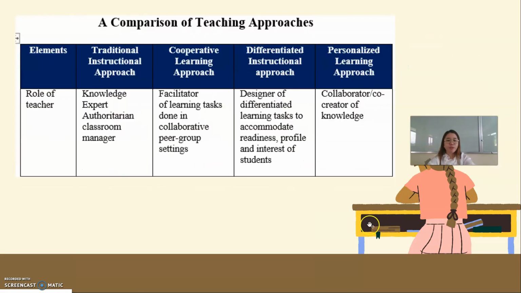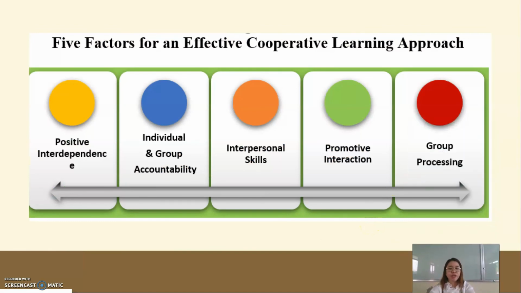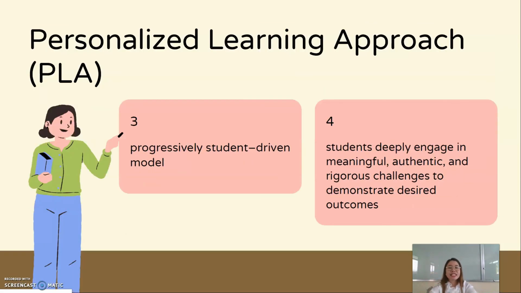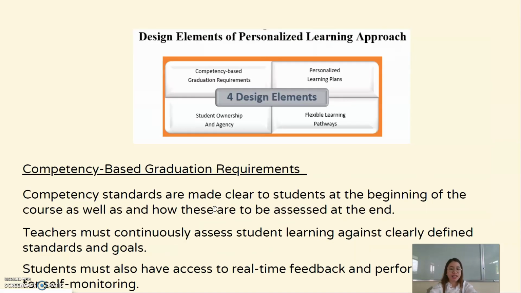For cooperative learning approach, we have 5 factors. We have the positive interdependence, individual and group accountability, interpersonal skills, promotive interaction, and group processing. While for the differentiated instructional approach, we have to make sure that we make a difference when it comes to the content, the process, and the product of our teaching. And lastly, for the personalized learning approach, we have to make sure that these design elements are met: the competency-based graduation requirements, personalized learning plans, flexible learning pathways, and student ownership and agency.